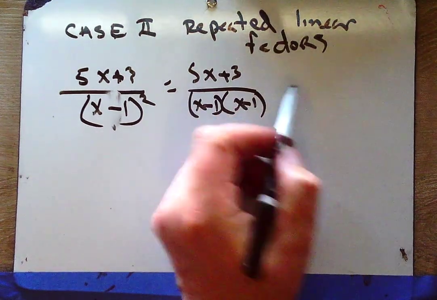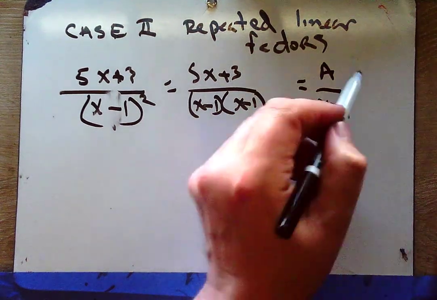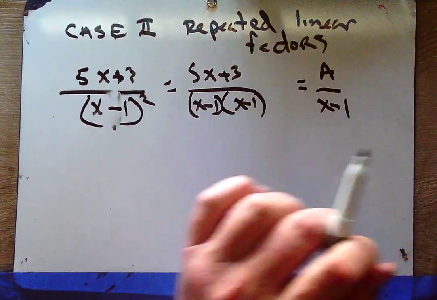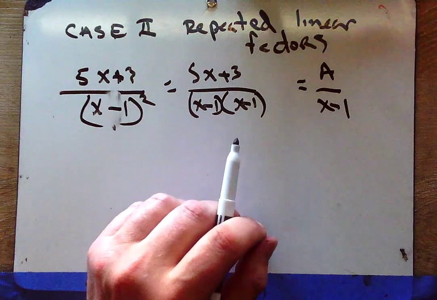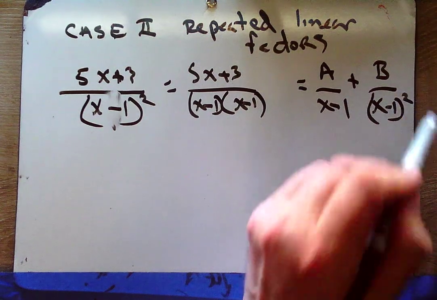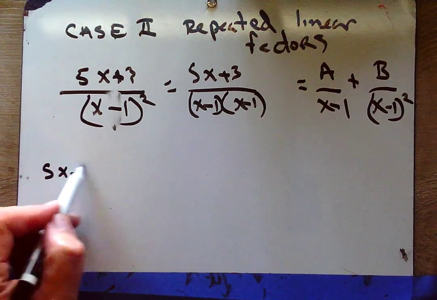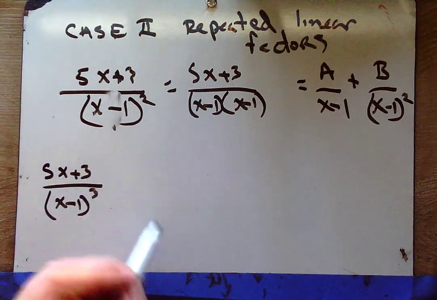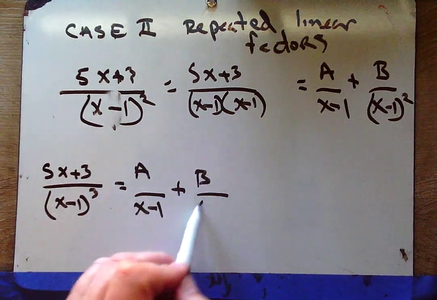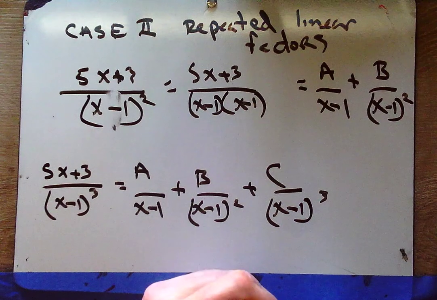The setup is similar, but also a little different. I'm going to take a over x minus 1. I'm not going to put b over the other. That's not what we're going to do. What we are going to do is put a b over x minus 1 squared. Okay? Let's imagine this problem. 5x plus 3 over x minus 1 to the third. In this situation, I would have a over x minus 1, b over x minus 1 squared, c over x minus 1 to the third.